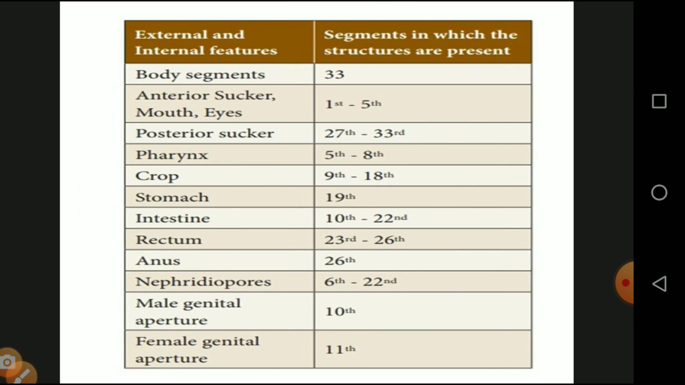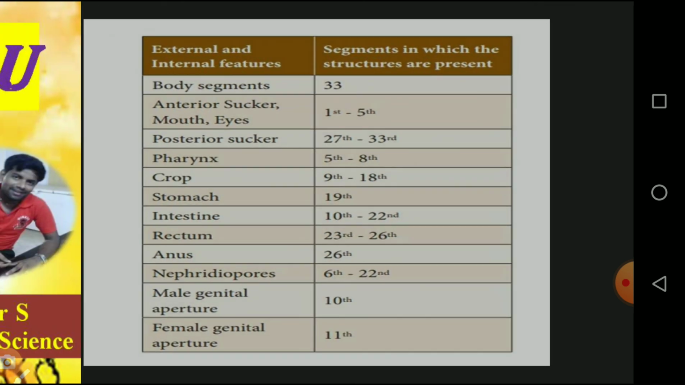So these are the tabular contents given with the segments of the leech. Body segments 33. Anterior sucker, mouth and eyes are on segments 1 to 5, posterior sucker 27 to 33. These are one more question. Pharynx 5 to 8, crop 9 to 18, stomach 19, intestine 20 to 22, rectum 23 to 26, anus 26, nephridia 6 to 22, that is 17 pairs. Male genital aperture on the 10th segment, female genital aperture on the 11th segment.